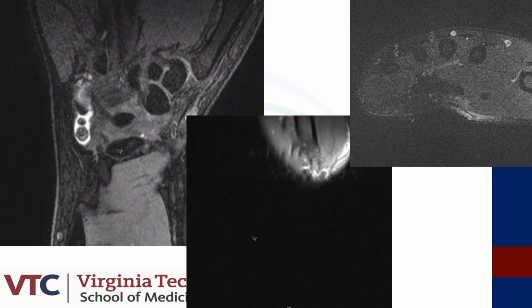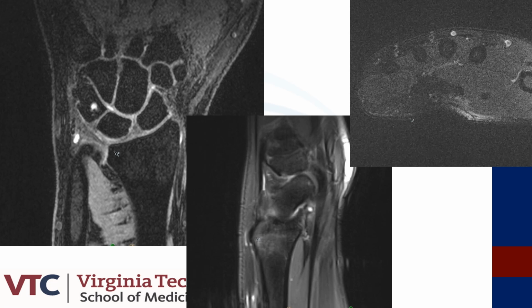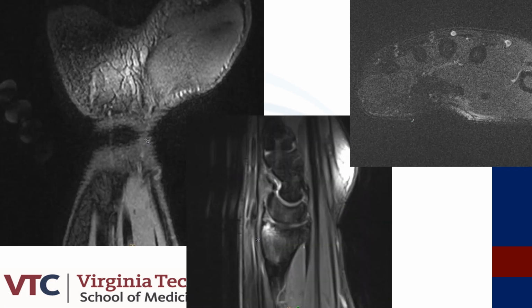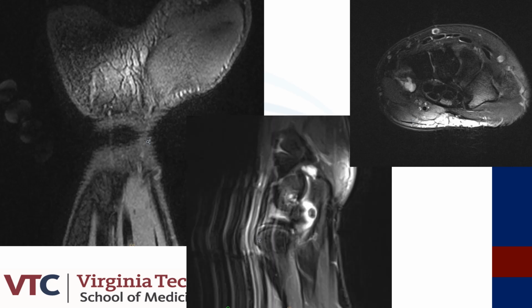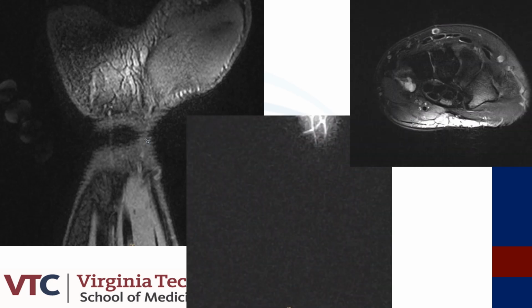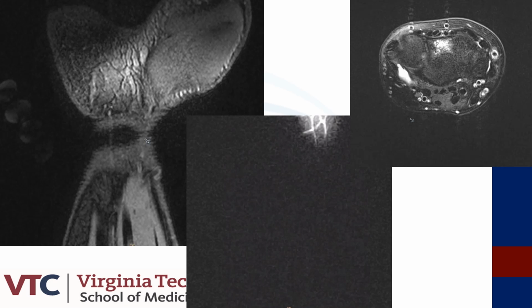The MRI on this side was very similar to the initial MRI for the contralateral side. She had cystic changes consistent with ulnocarpal impaction and full thickness tearing of the TFCC and a loose body between the ulna and the pisiform. You can see here on the coronal cuts as well as the sagittal cuts here. And again, the axial cuts very similar to the contralateral side.